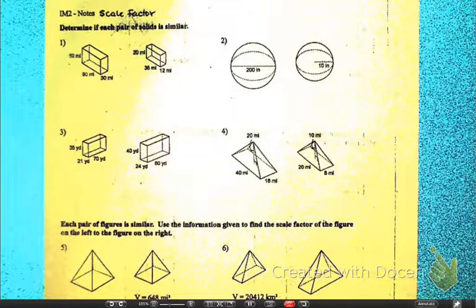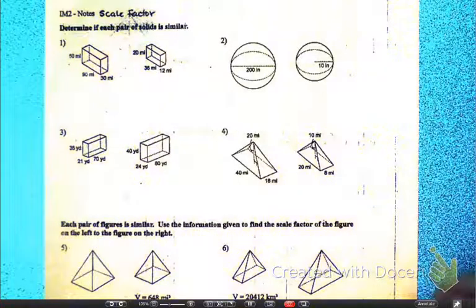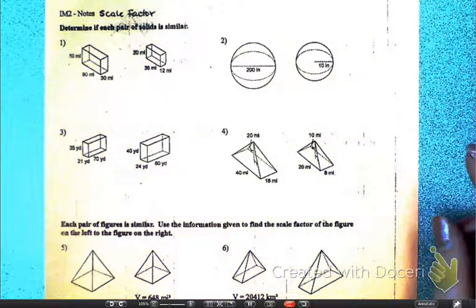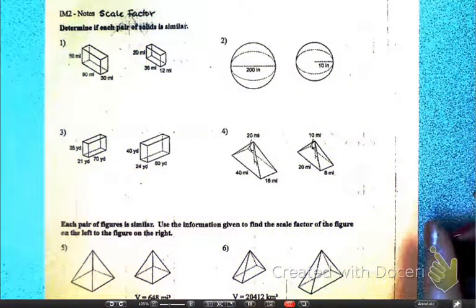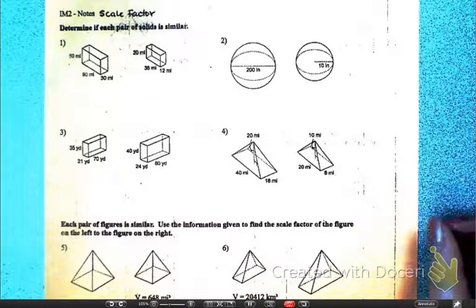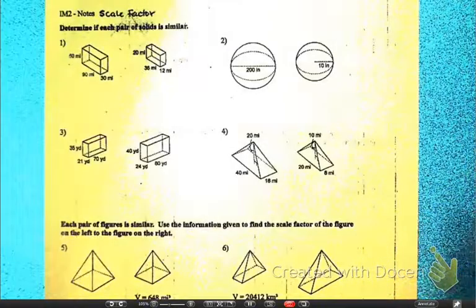Can someone remind us how we determine if figures are similar to each other? What were our qualifications back towards the beginning of the semester to determine if figures were similar? Angles are the same and sides are proportional. Perfect. So angles need to be congruent and sides need to be proportional.